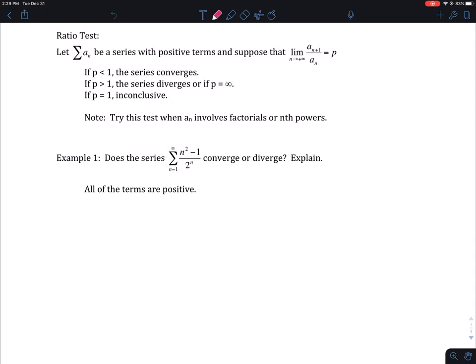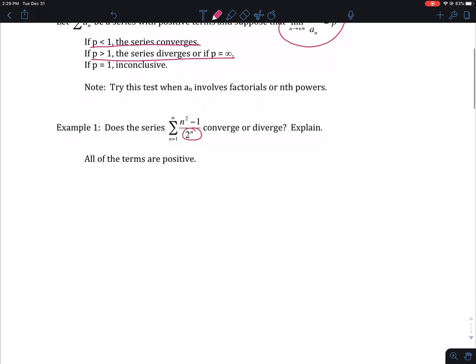Once I evaluate this limit, if that limit is less than 1, the series converges. If it's bigger than 1 or it's equal to infinity, it diverges. And if it's equal to 1, then it's inconclusive and you start over again. So we hope it's not equal to 1. We do this test when we have factorials and nth powers. So in this case, nth powers.